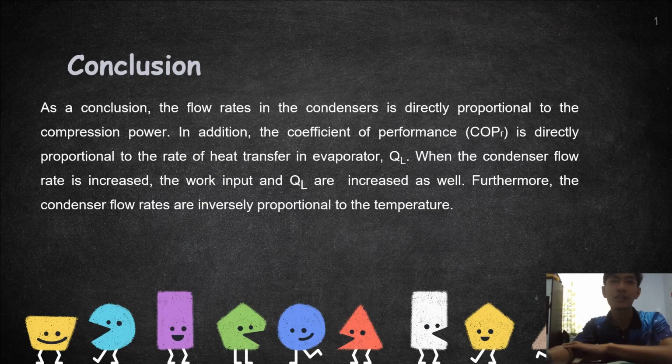As a conclusion, the flow rate in the condenser is directly proportional to the compressor power. In addition, the coefficient of performance is directly proportional to the rate of heat transfer in the evaporator. When the condenser flow rate is increased, the work input and heat transfer in the evaporator are increased as well. Furthermore, the condenser flow rate is inversely proportional to the temperature. That's all for the conclusion.